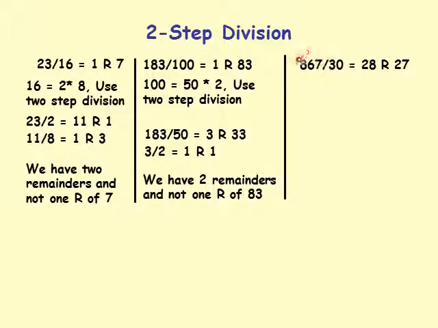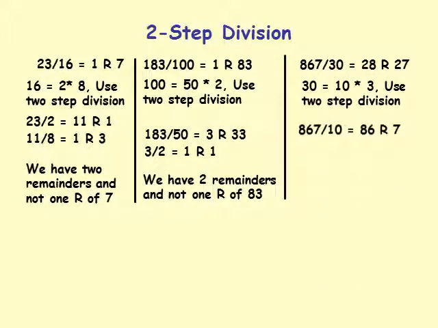Let's try 867 divided by 30. If I did that, I need to extract groups of 30 from 867. I can extract out 28 groups of 30 from 867, and I have 27 left over. So I get a quotient of 28, remainder of 27. So let's see how we're going to do two steps. 30 is equal to 10 times 3. My first step division is by 10, and the second step is by 3.